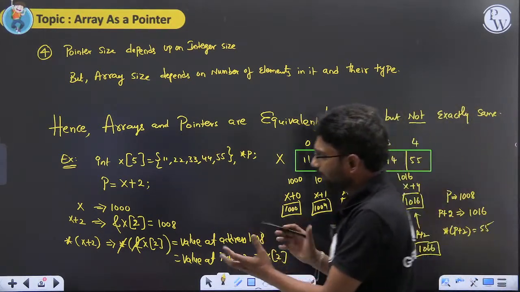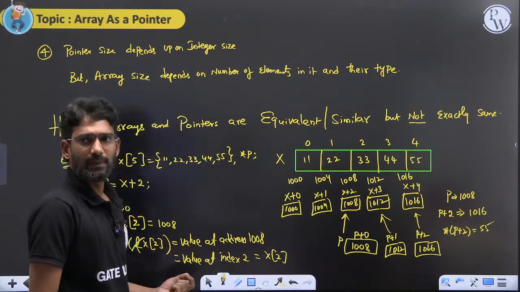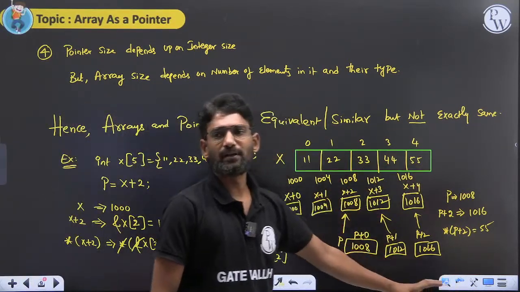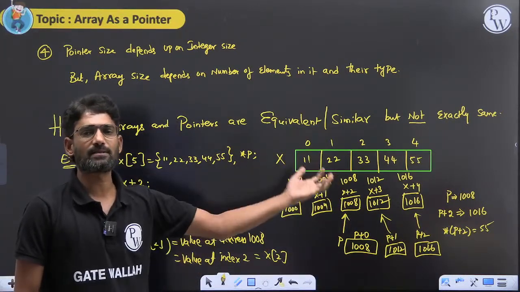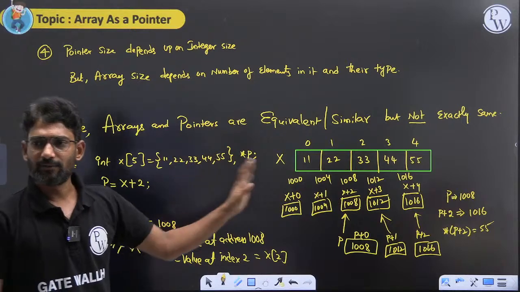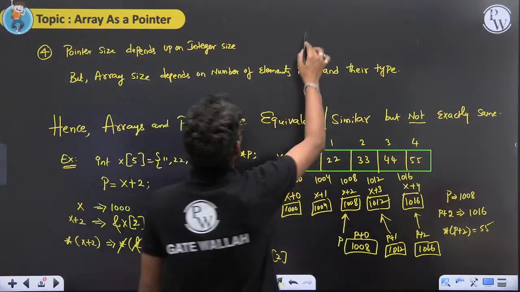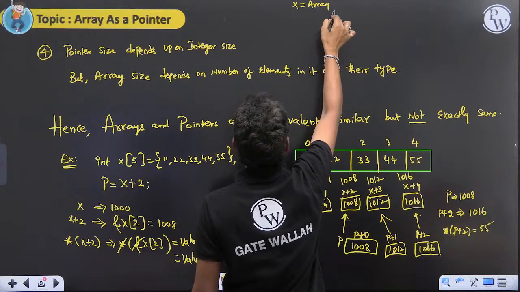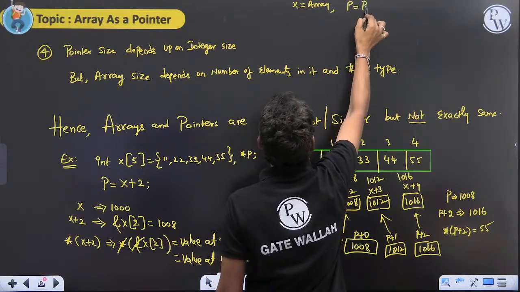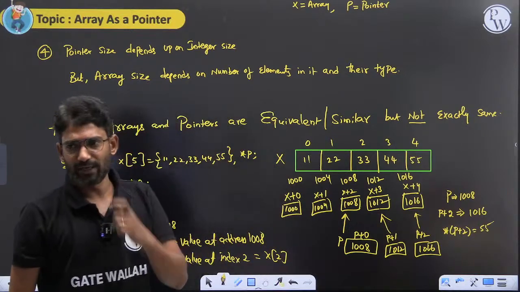Right. So in the usage, actually how you are using array name, similarly you are using pointer name. To print the address of some element or to access the value of some element, we are using the same. Hence we can say, if X is an array, P is a pointer. Let X be an array, P be a pointer.